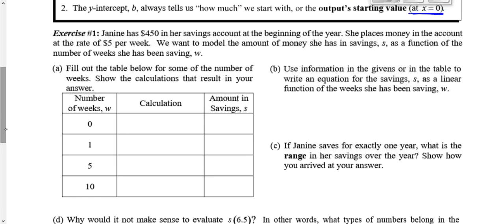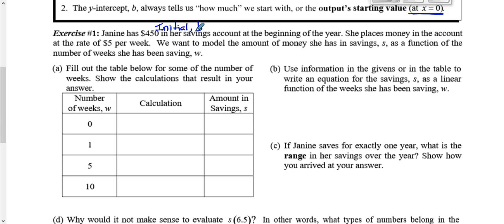So let's look at the first one here. What does Janine have right now? You're all reading this with me. She has $450 in her savings account at the beginning of the year. Does that sound like an initial value? If we were going to write the equation, what part would that 450 be? The y-intercept, the initial value, or the b.